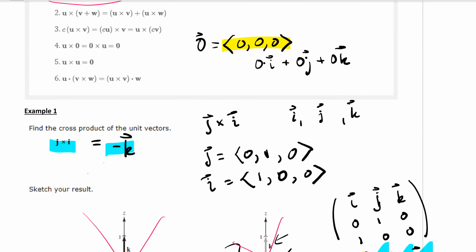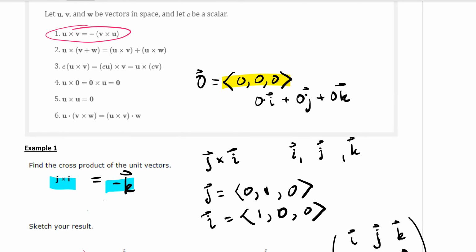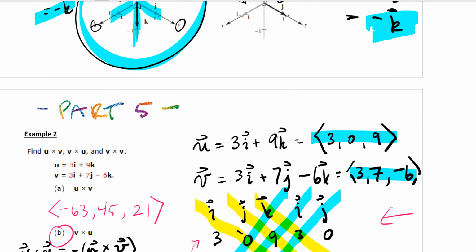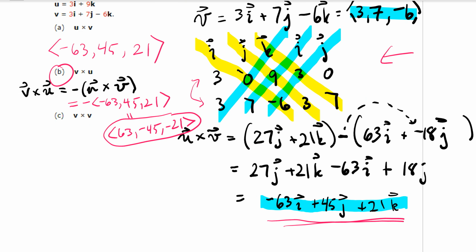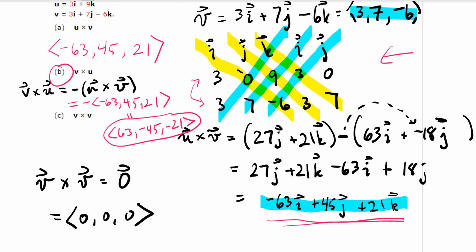Now, the reason I'm scrolling back up here is because property 5 is going to come into play. A vector cross product with itself is equal to 0, the 0 vector. So that's what we have in C. So really, C straight away is going to be the 0 vector. And that can be expressed in component form that way, or in ijk form, 0i plus 0j plus 0k.